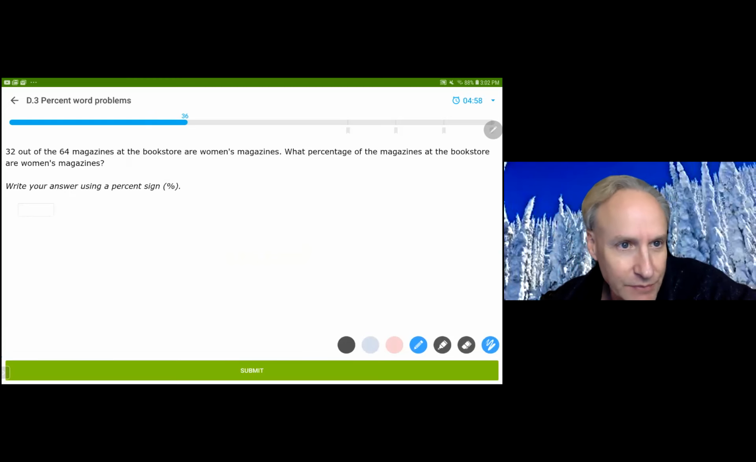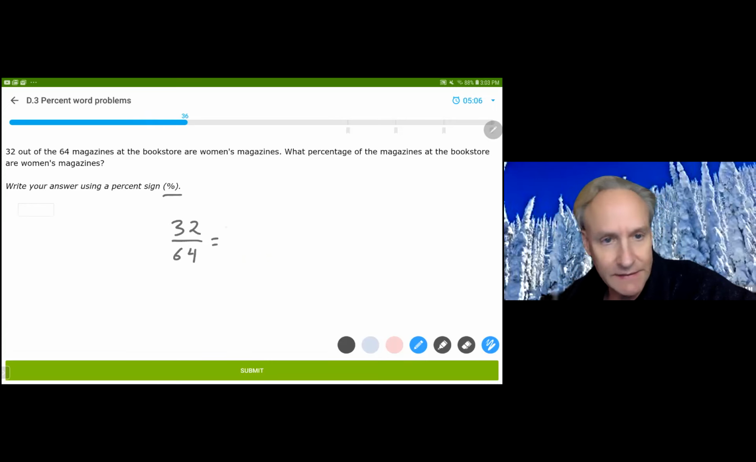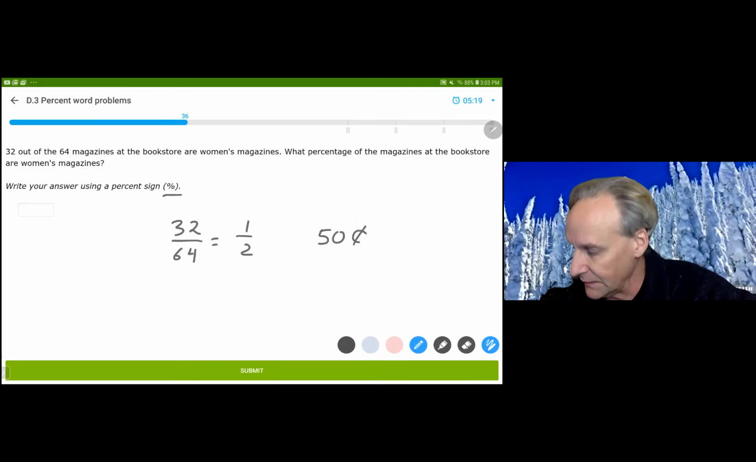Okay, they want me to use the percent symbol, and they're asking for 32 out of 64. And hopefully you recognize this as 1/2. I'm just dividing by 32 in the numerator and denominator, and it's 50%, of course. This is 50 cents, but of course that means the same as 50%.